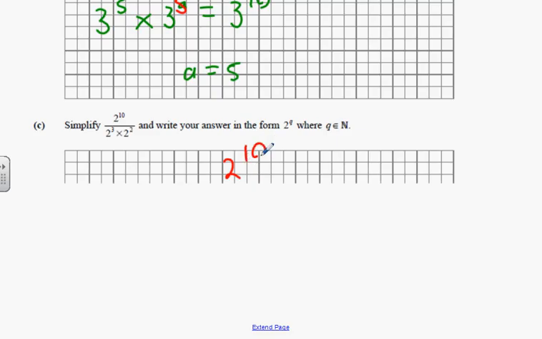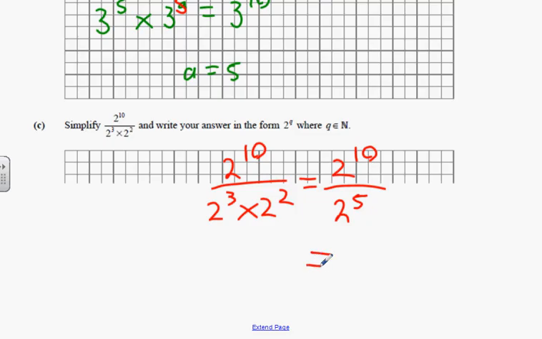2 to the power of 10 divided by, what's 2 to the power of 3 by 2 to the power of 2? 2 to the power of 5. And 2 to the power of 10 divided by 2 to the power of 5? No. Minus 2 to the power of 5. Nope. x7 over x5 is x2. You take away the powers. 2 to the power of 5. There you go.